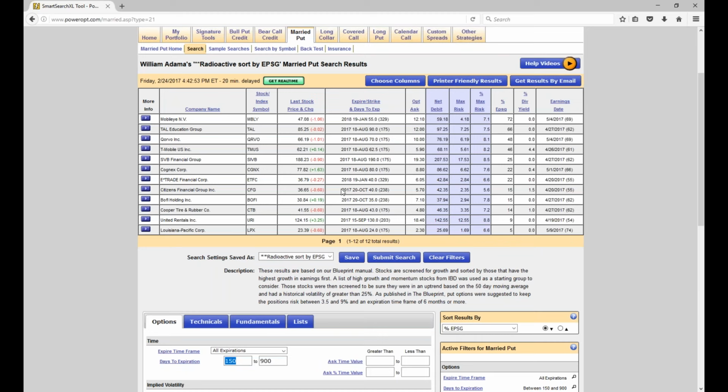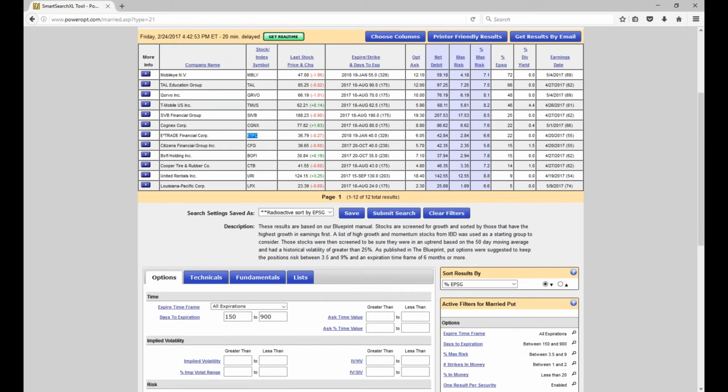I'm not in any of these right now. I like Cooper Tire. That's one I'm interested in. I had a good trade on Goodyear last year, Goodyear Tire. E-Trade is one I was considering recently. I'll have to take a look at that. Nice risk of 6.6%. I don't think I have a view of it available, but I'll search for it real quick.